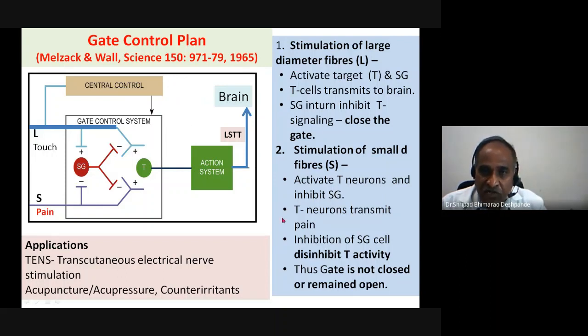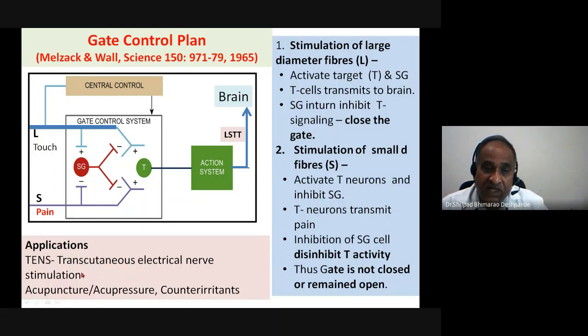Now, this gate control is of importance for relieving pain, for example in acupuncture. Acupuncture is a Chinese technique where needles are inserted and they will be stimulating the large diameter fibers at a particular location, so that it closes the gate. Acupuncture, acupressure, counter irritants, they all work through this gate control principle.